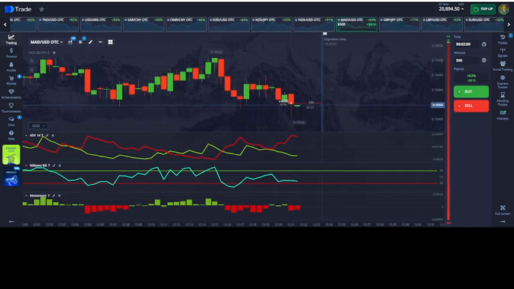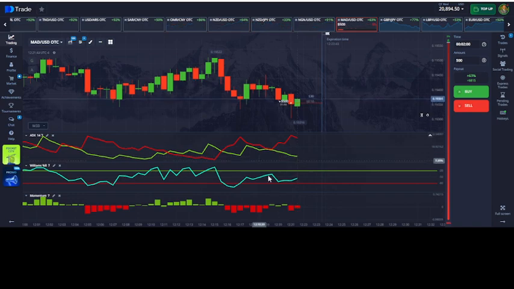Okay, so I'm on the MAD USD OTC pair, and I just took a sell trade here. And the reason why I took the sell trade, first of all, the price action is showing us a general bearish push here to the downside. And then we're seeing a growing divergence of the red minus DI line with the green plus DI line here.